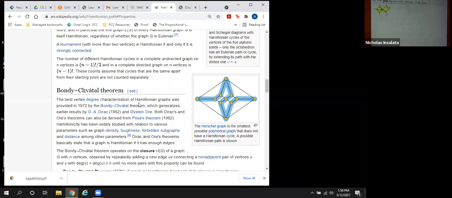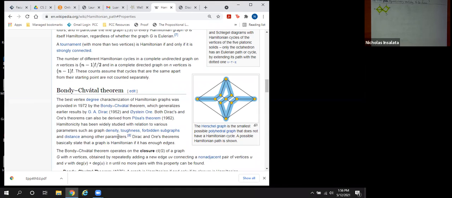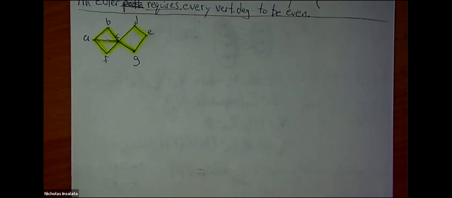You can connect Hamiltonian circuits to vertex degree. Hamiltonicity has been studied in relation to density, toughness, forbidden subgraphs, and distance, among other parameters. So the density of a graph or the toughness of a graph is a whole thing. Fun reading, pretty interesting stuff. Forbidden subgraphs, yeah, that's great.